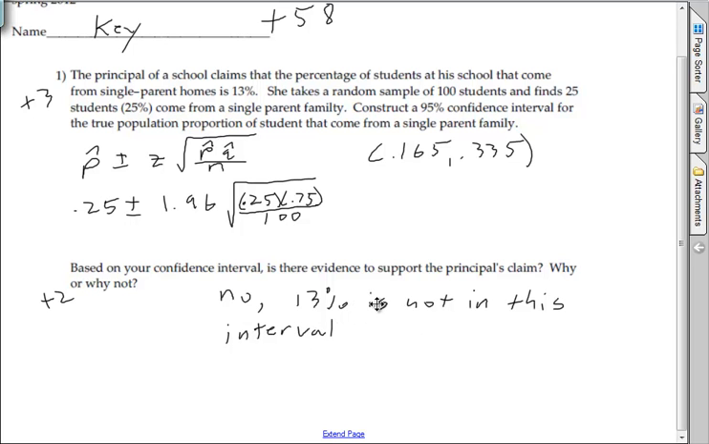And then one of the other questions, I think it's important for us to realize, have we proven the principal wrong? No. All we're saying is we have significant evidence to the contrary, right? These are important words to use. Any questions on that one? Good? Most people did very well on that one.